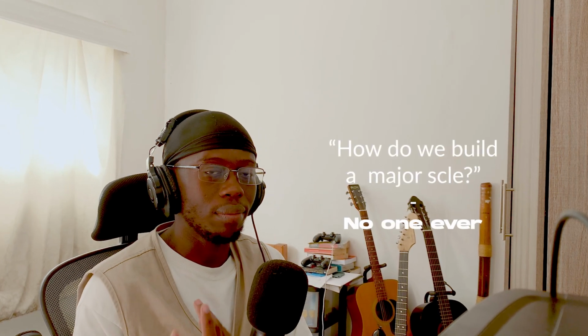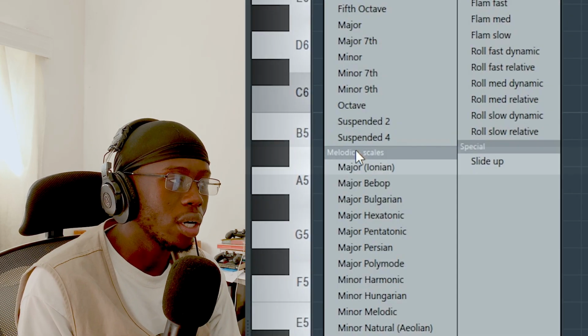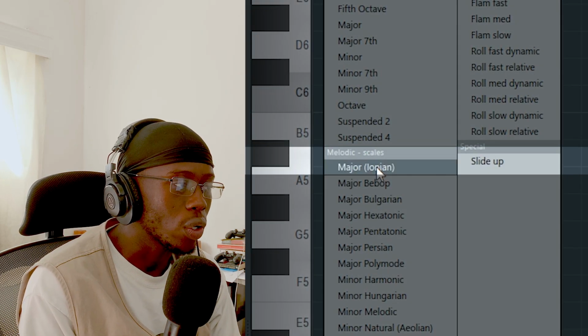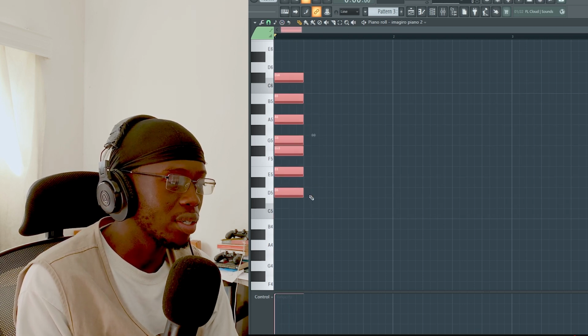Now, the next question that you might be having is, how do we build a major scale? Well, I'm gonna show you various ways, and we're gonna start with the easiest way. If you're on FL, you want to go to the stamp feature and then go to melodic right there, and then you have major. You want to place it on any starting point that you want. So this is a C major scale. This is a D major scale now.